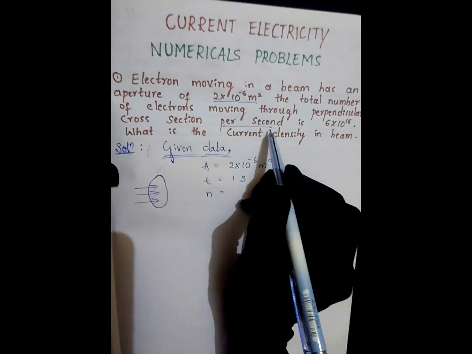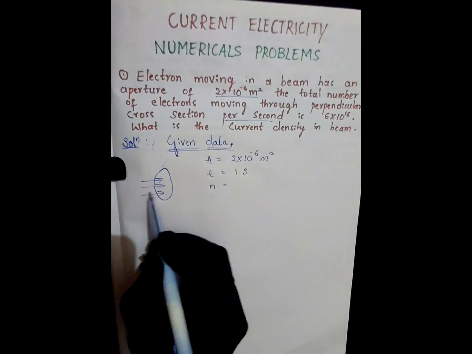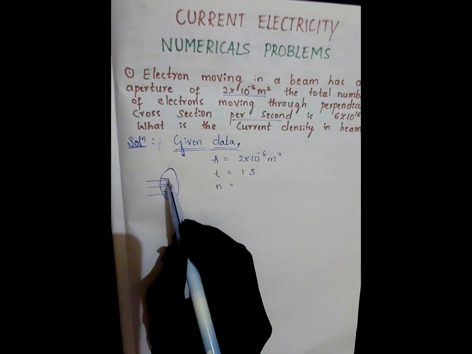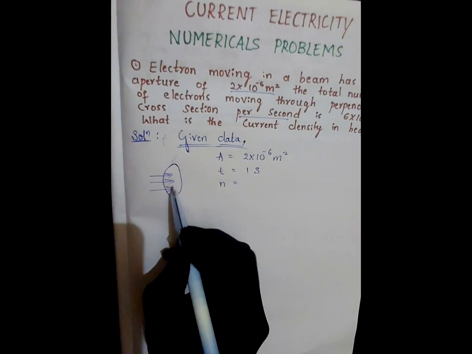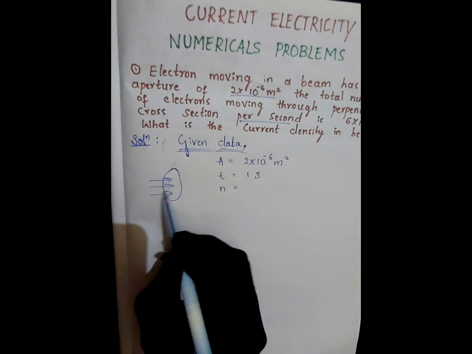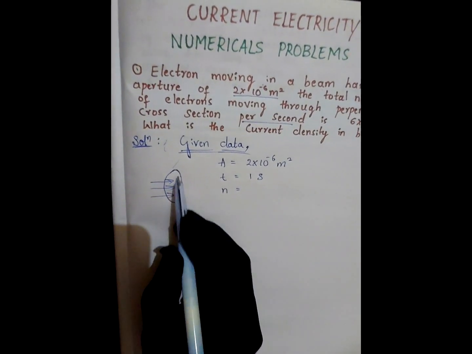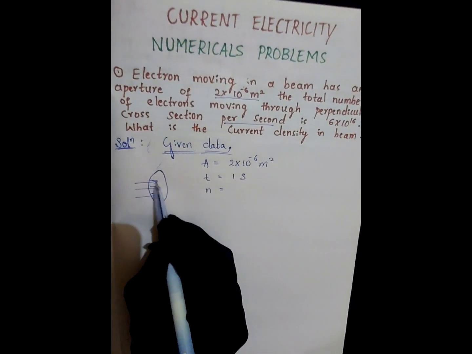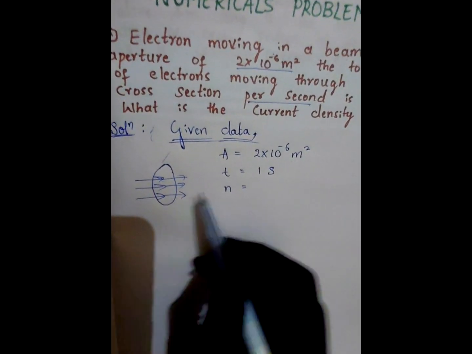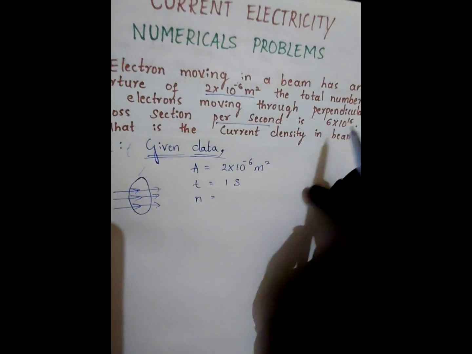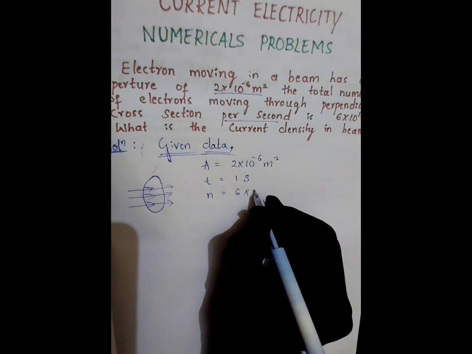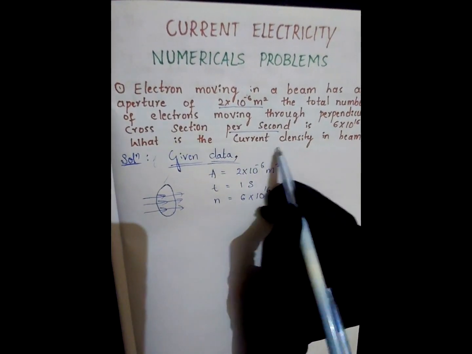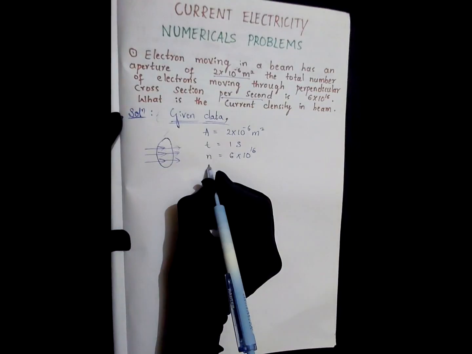Which is perpendicular to the area of cross section. See the diagram here. For example, this is considered as one aperture. Aperture means what? Opening or area. So in that the electrons or particles can move or pass like this. This is considered as area, and the motion of the electrons is perpendicular to it, like this. And the number of electrons is given as 6 into 10 to the power 16.